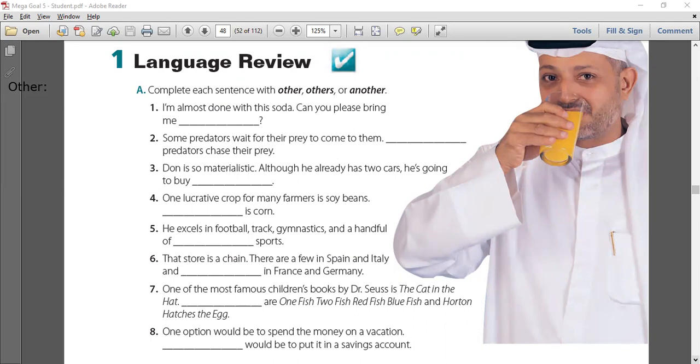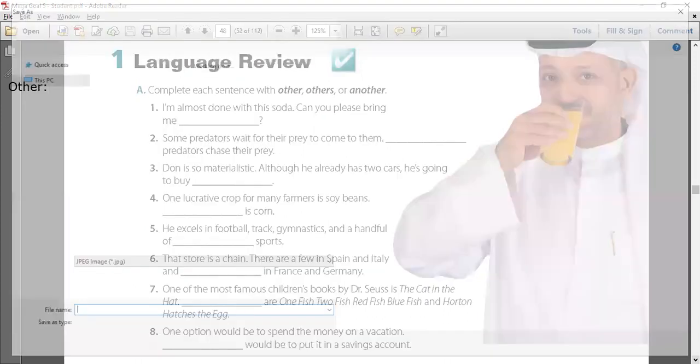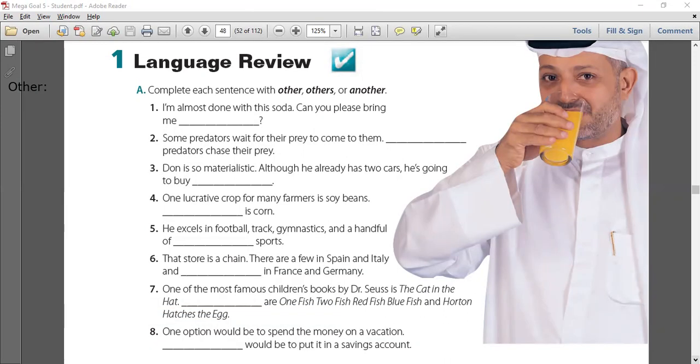Other can be used as an adjective before a plural noun to mean additional or further. Yes, very good. To mean an extra or an additional one. So just let me write it here. So Ragad is saying that we use other before plural nouns. So can you give me an example? So it would be other plus plural nouns.